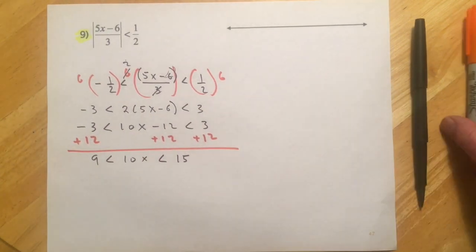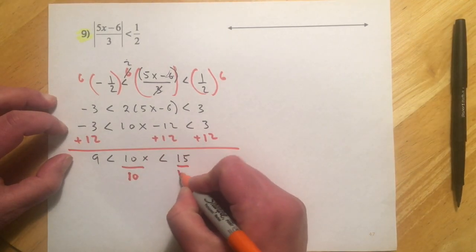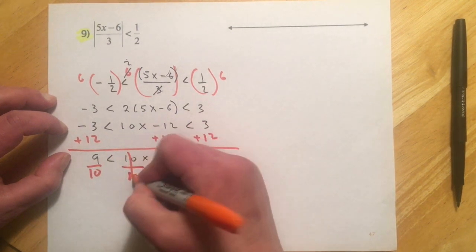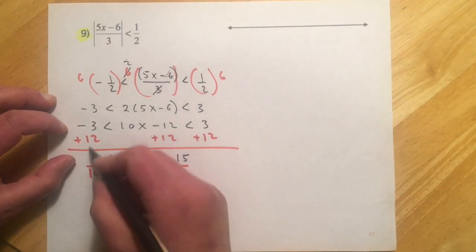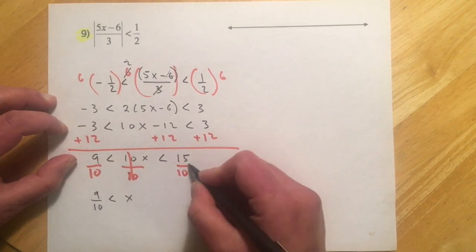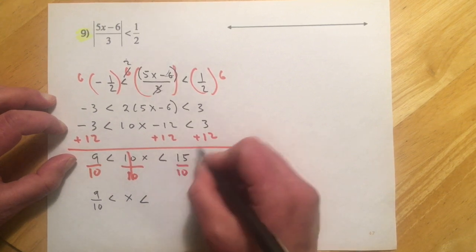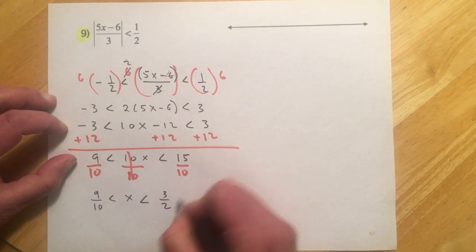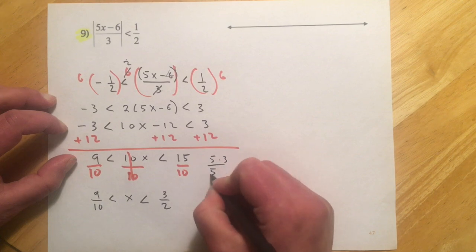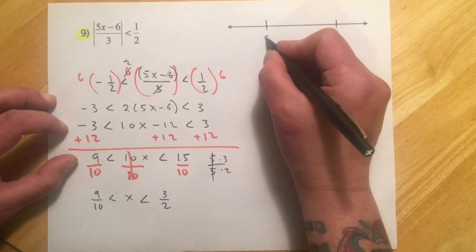And then I can just divide out that 10 right there. And that's just about it, except we should reduce. So it'll be 9/10 is less than x. And then 15/10 is 3/2, right? When I knock the 5s out. So 5 times 3, 5 times 2, I'm doing that. So then that comes up here.